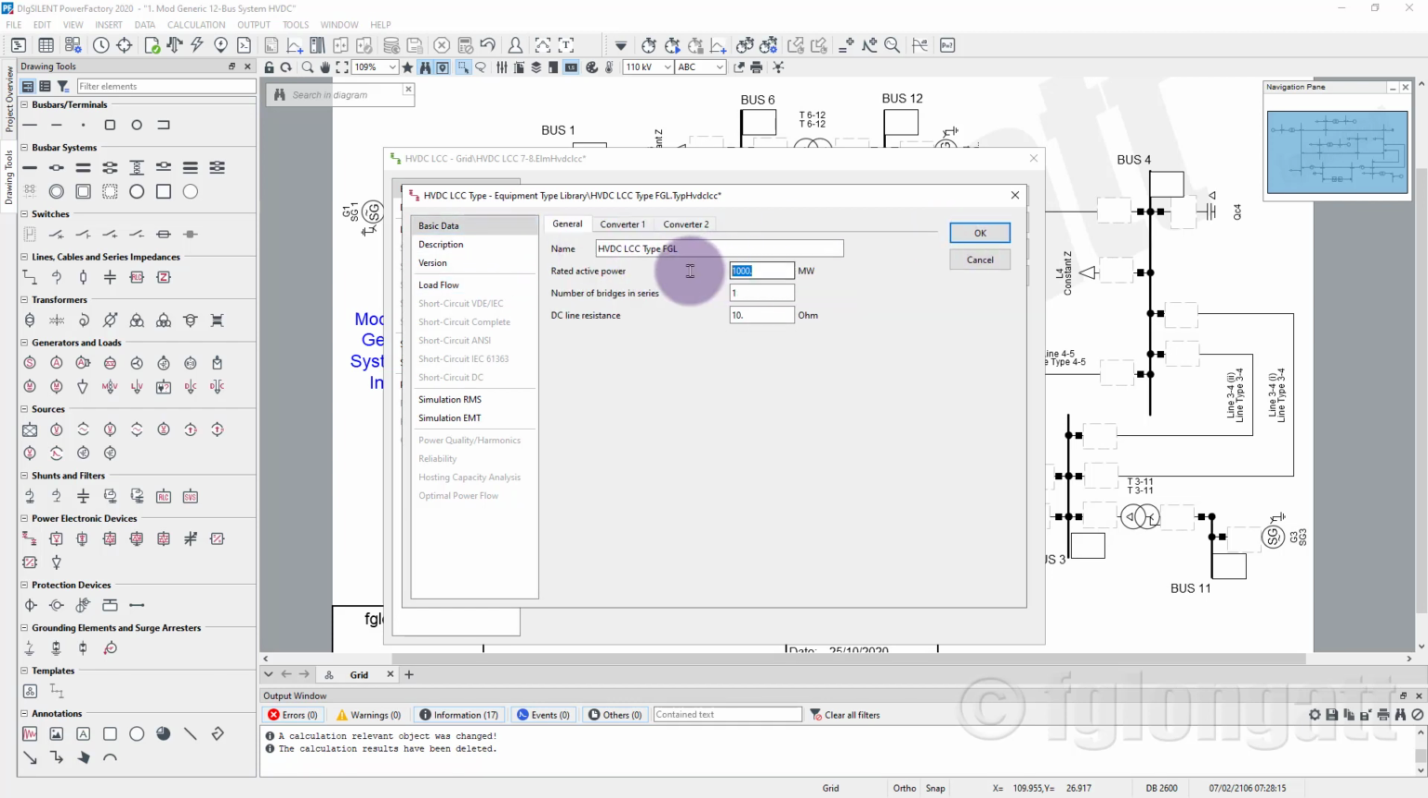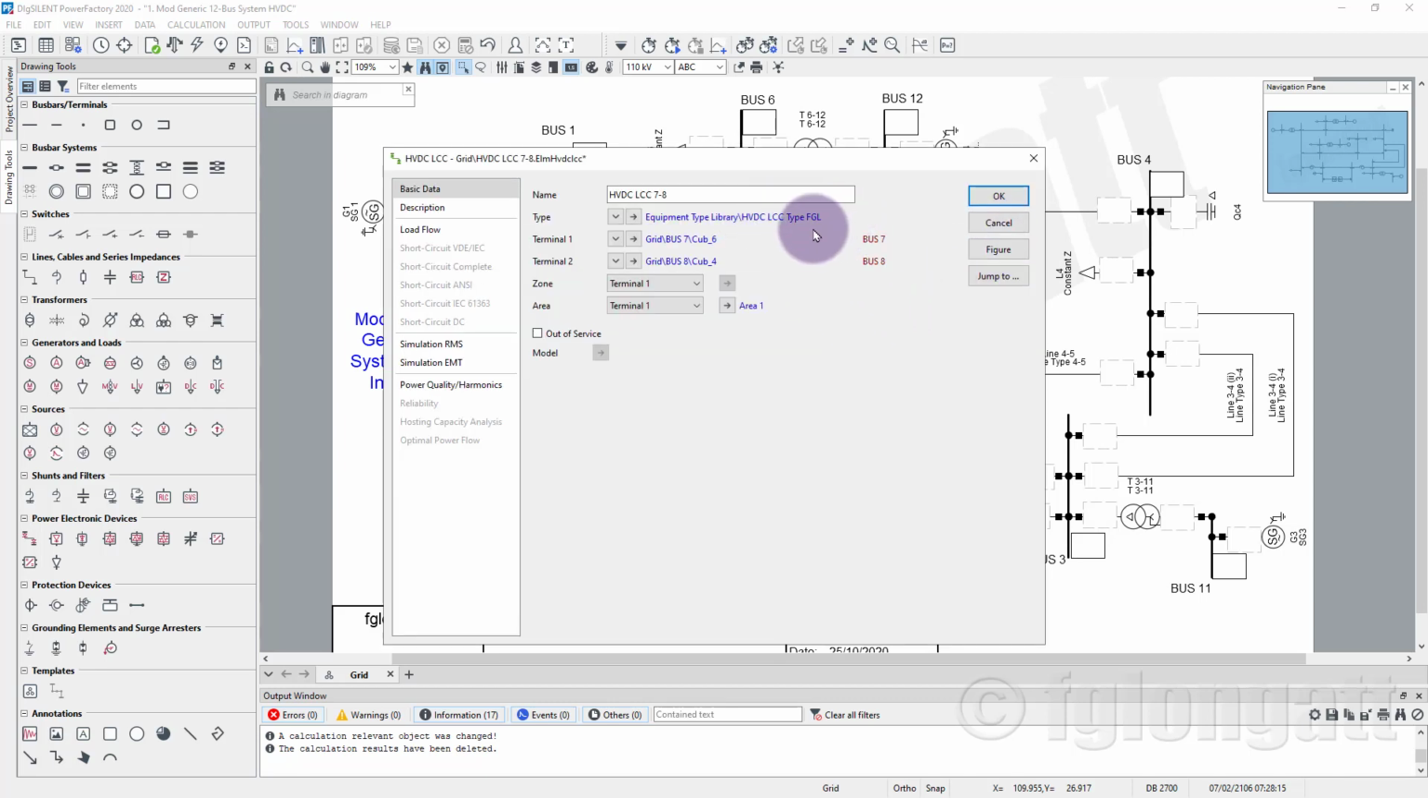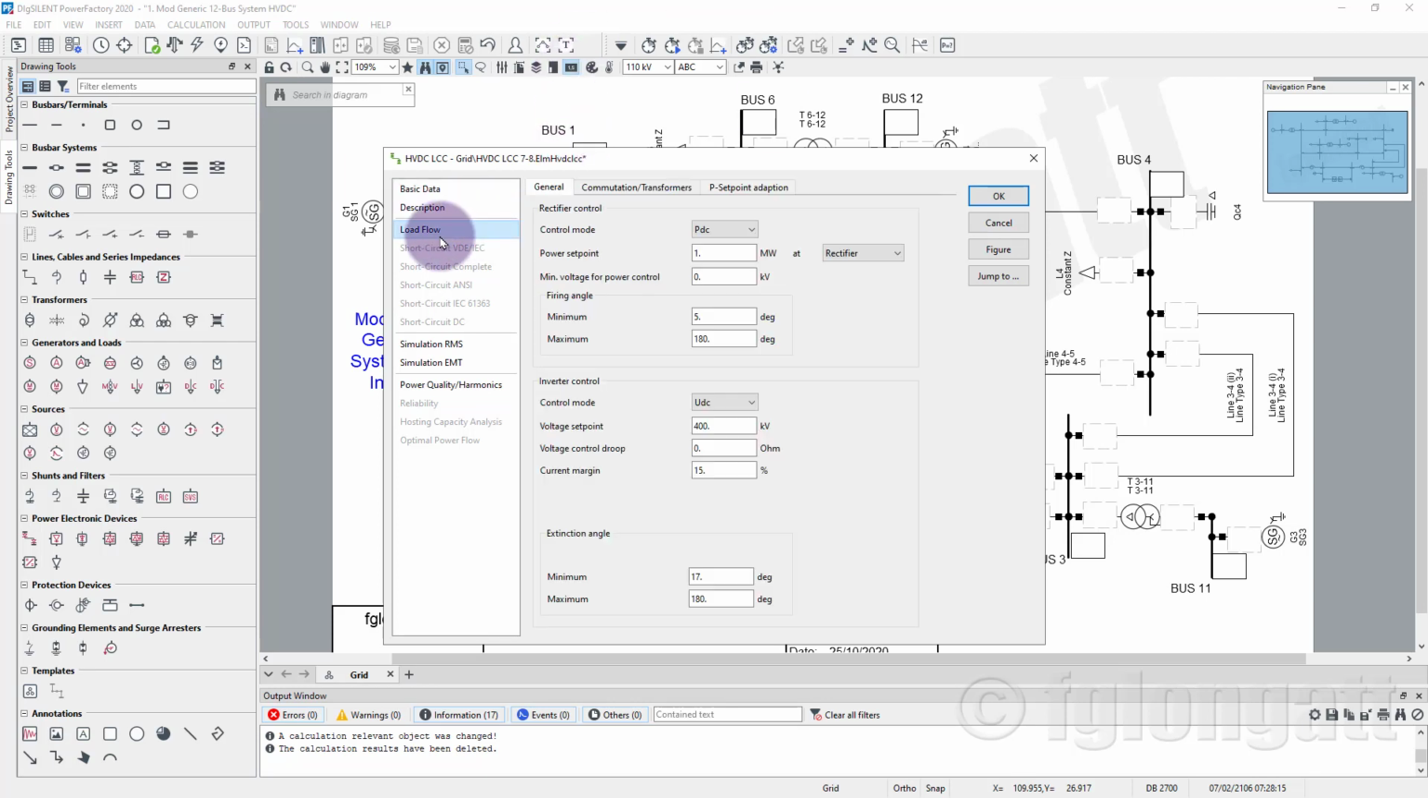What I will do now is we will keep 1000 megawatts, 345, and I almost made a mistake, 345 kV. Okay, right now we have two converter stations, 1000 megawatts, and we assign the type for this LCC converter station into the element, okay? Right now we include the type into this element, and now is the very important moment, because right now we need to define the load flow conditions.